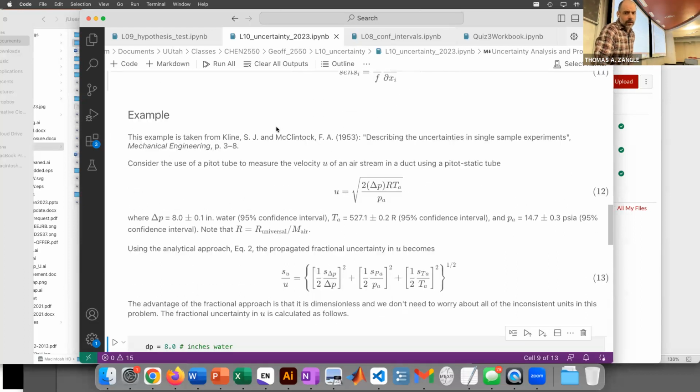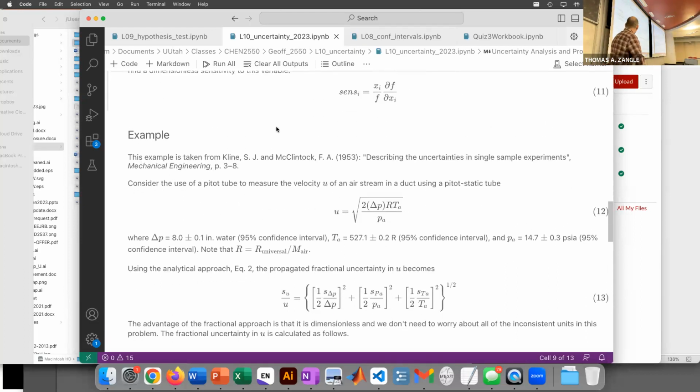So what we're given here is that we have a delta P of 8 plus or minus 0.1 inches of water. Right? So we're measuring pressure in terms of inches of a column of water. And it's stated that that plus or minus 0.1 is a 95% confidence interval. The ambient temperature, 527 plus or minus 0.2 Rankine, again, 95% confidence interval.